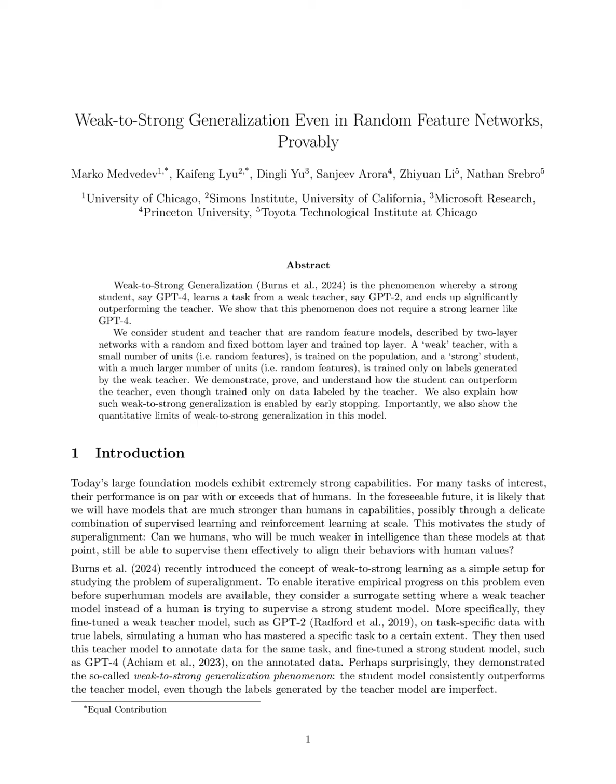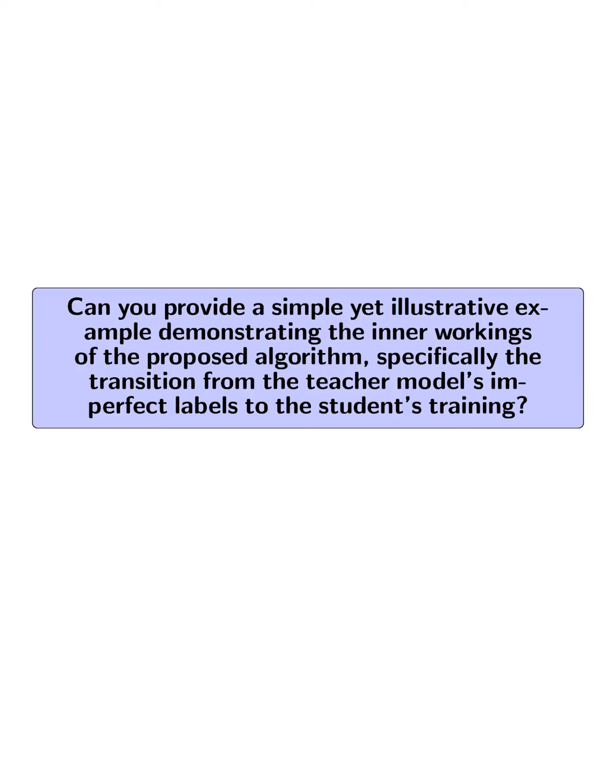This methodology allows the student model to leverage its superior capacity to understand the essence of the task, leading to improved performance even when trained on imperfect labels generated by the teacher. Can you provide a simple yet illustrative example demonstrating the inner workings of the proposed algorithm, specifically the transition from the teacher model's imperfect labels to the student's training?